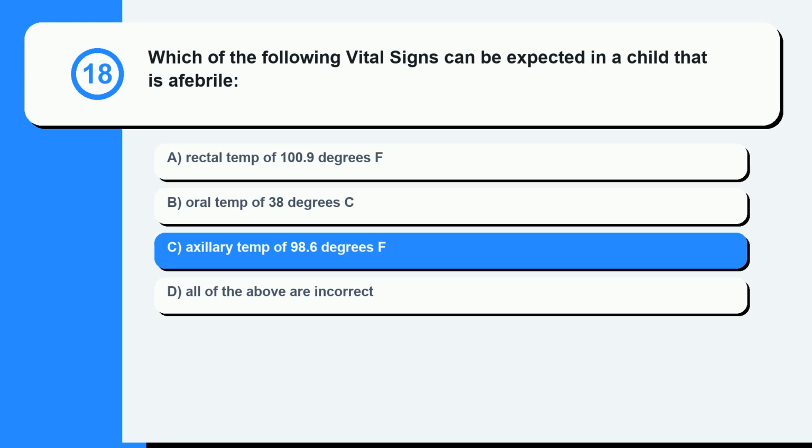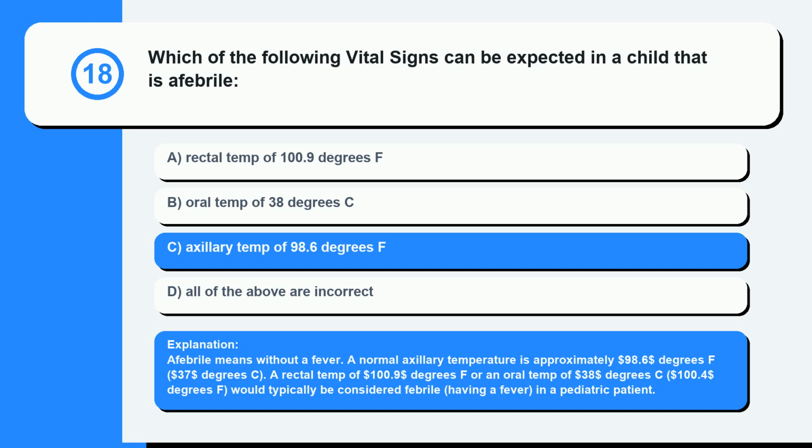Question 18. Which of the following vital signs can be expected in a child that is afebrile? A. Rectal temp of 100.9 degrees Fahrenheit. B. Oral temp of 38 degrees Celsius. C. Axillary temp of 98.6 degrees Fahrenheit. Or D. All of the above are incorrect. The correct answer is C. Axillary temp of 98.6 degrees Fahrenheit.